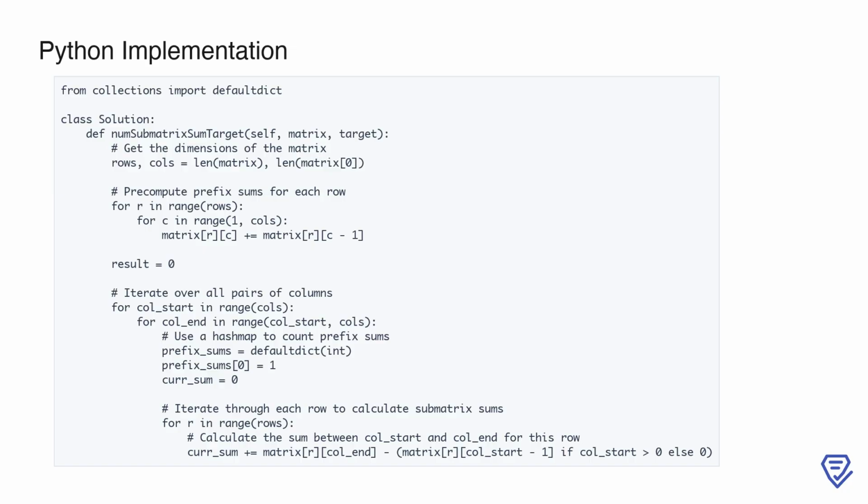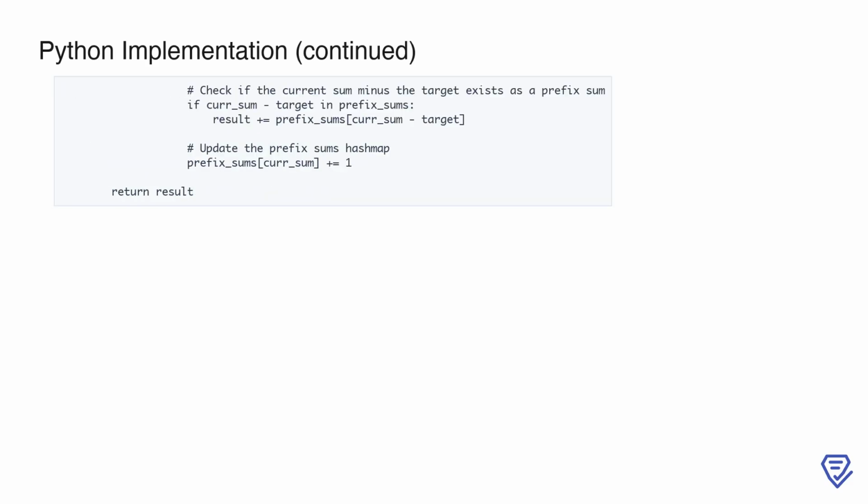For each pair of columns, we use a defaultdict to track the prefix sums of the submatrix sums as we process each row. This hash map is initialized with a key value pair of 0 mapping to 1, accounting for the scenario where the current sum directly equals the target. Within the nested loops, we calculate the cumulative sum for submatrices spanning the current column range across rows. For each row, the sum is updated by subtracting the prefix sum up to the column before col_start from the prefix sum at col_end. This gives the sum of elements in the desired column range for the current row.